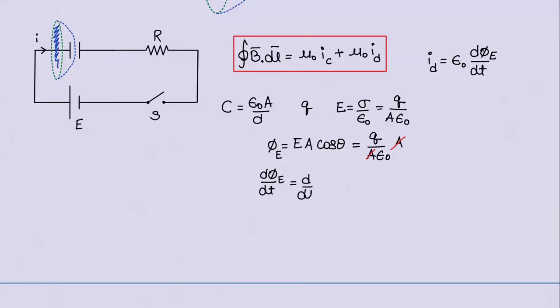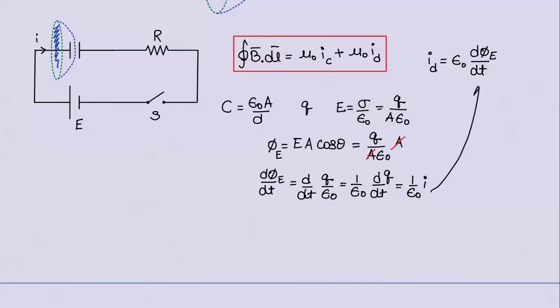d by dt of Q by epsilon naught. If I take epsilon naught out, d by dt of Q. That means the rate of change of electric flux between the plates of a capacitor is nothing but 1 by epsilon naught times rate of change of charge. So what is the rate of change of charge? That's nothing but current, right? dq by dt is current, the current coming into the capacitor. So that's nothing but I. You can write it as 1 by epsilon naught I in the wire.